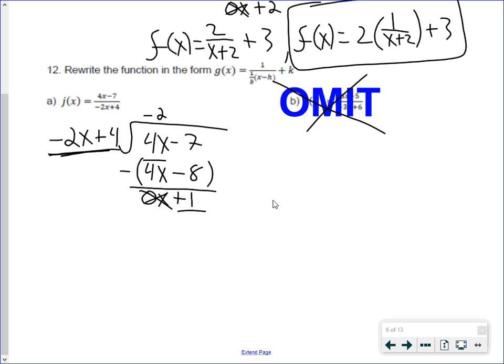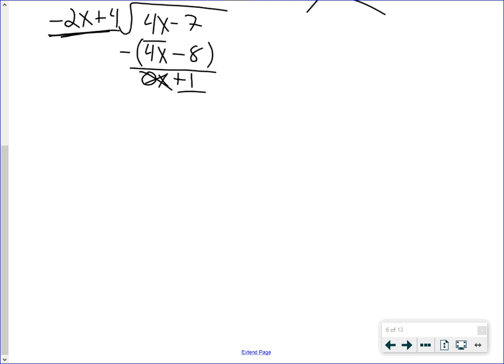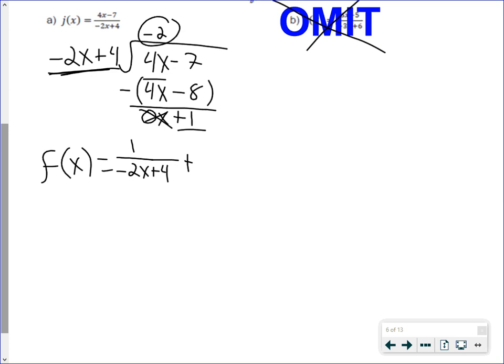So we're going to put it into that same form we talked about earlier. The f of x equals our remainder, which is 1, all over our divisor, which is what we divided by, the negative 2x plus 4, plus our quotient that we got up here of negative 2, so it should be minus 2, not a plus sign. All that minus 2. Okay?